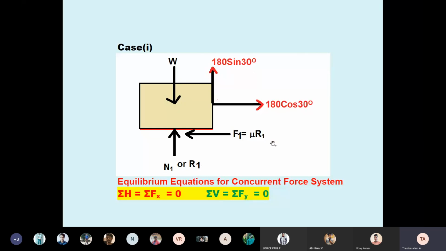So friction acts on the left side. Why the left side? Because we are pulling to the right side. So, for the first case, friction is F1. F1 equals mu into R1, the normal reaction. Every action has an equal and opposite reaction.